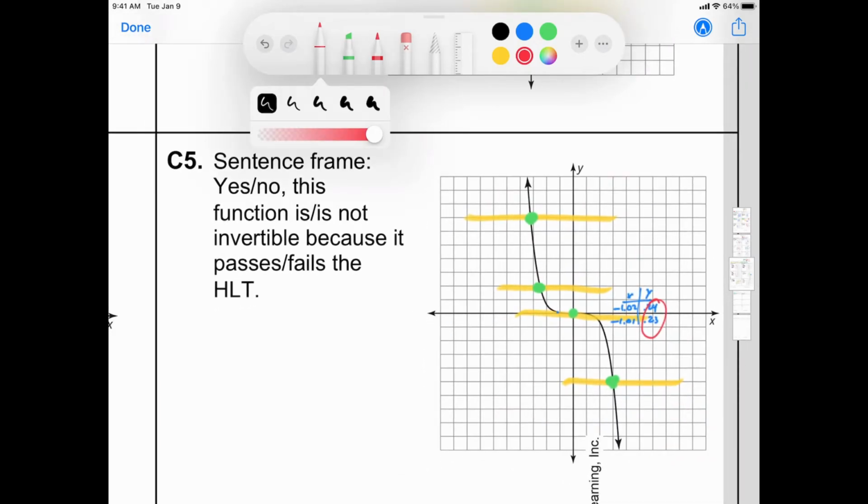So, yes, this is invertible because it passes the horizontal line test. Just scratching this off because that completes our sentence. So that's C5.